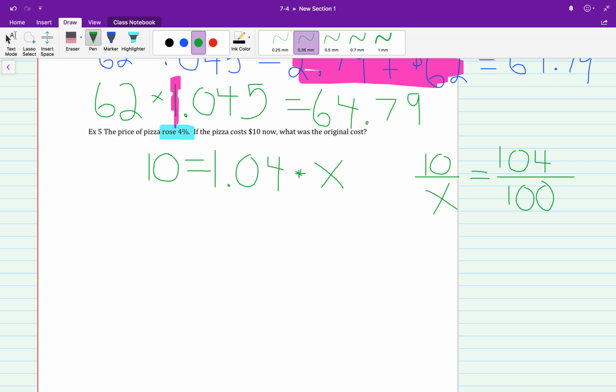So I can divide by 1.04. Here I can cross multiply. I'll get 1,000 is equal to 104x and divide by 104. Either case, once I work this out, I'm going to get x is equal to $9.62.